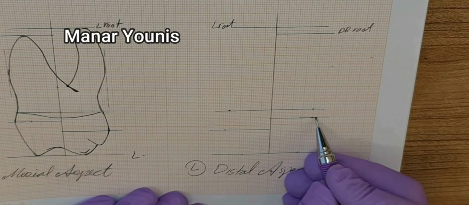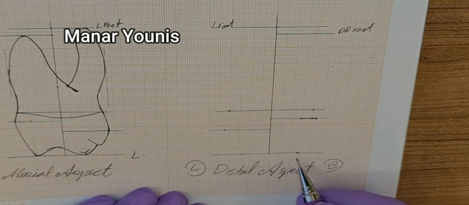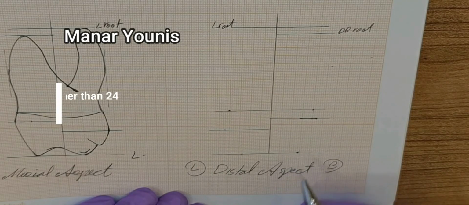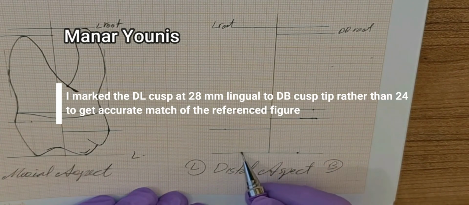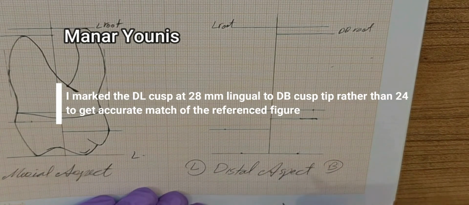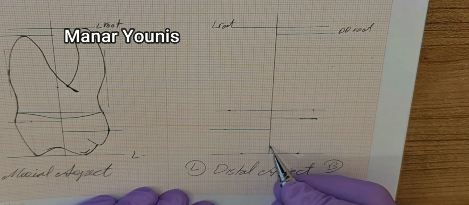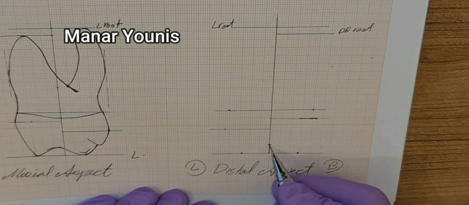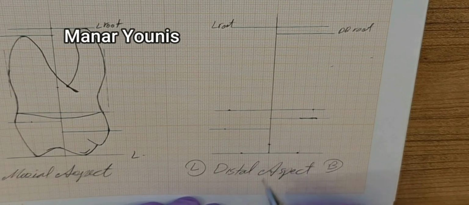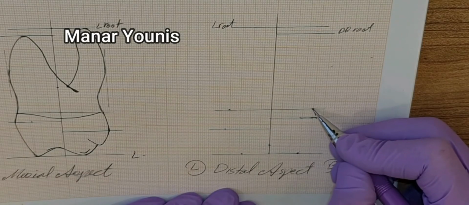I moved 8 millimeters toward the midline and dropped a line to mark the position of the distal buccal cusp. Then I moved about 28 millimeters backward to mark the position of the distal lingual cusp. Now I'll draw the outlines. Of course, the distal marginal ridge is 1.5 millimeters, about 6 millimeters after magnification, above the occlusal line and nearly in the middle. So I'll draw the outlines.